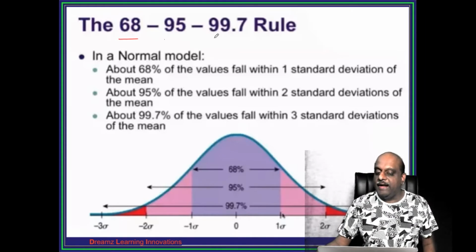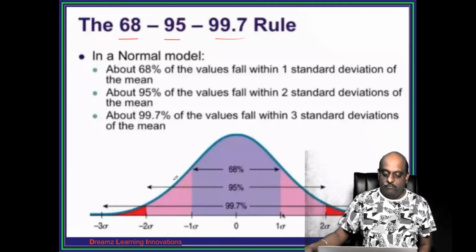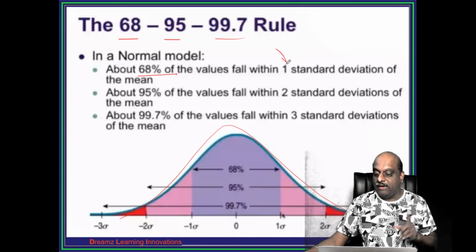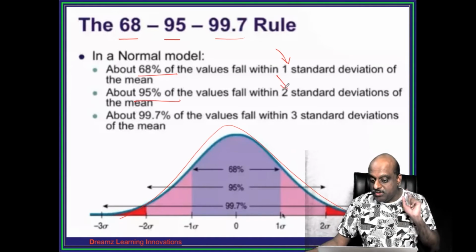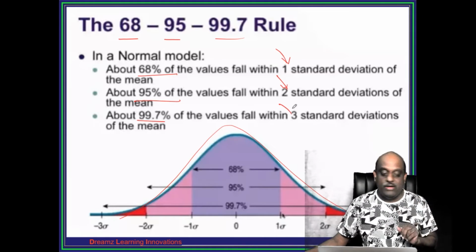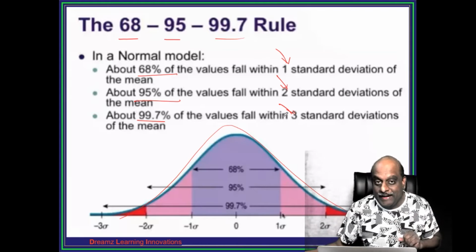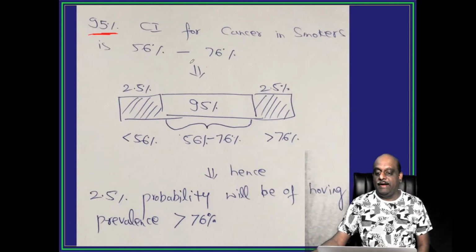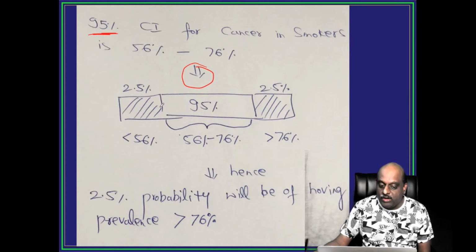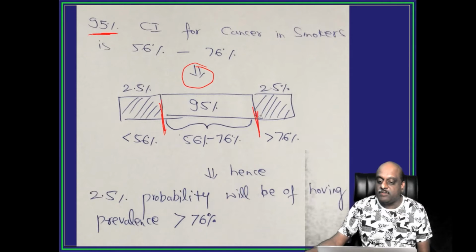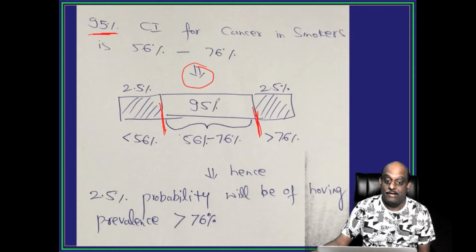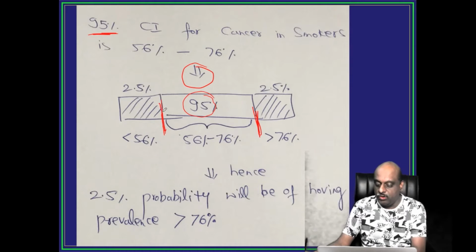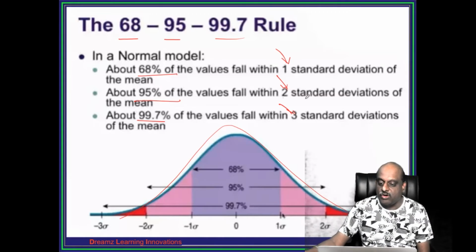So you all know the 68, 95, 99.7 rule. What is that? If it is a standard normal distribution curve, 68% of values fall within one standard deviation, 95% fall within two standard deviations, 99.7% fall within three standard deviations. You all know this, right? Now, the 95% confidence interval is saying that the cancer in the smokers is falling between 56 and 76%. The 95% confidence interval is given in the question. Right? So 95% is how many standard deviations, doctor?